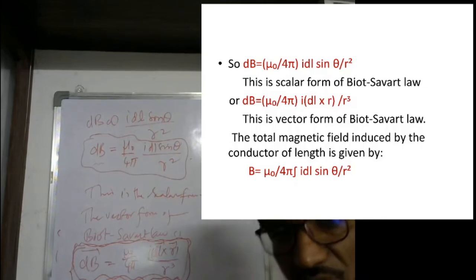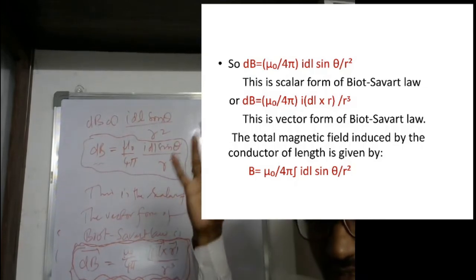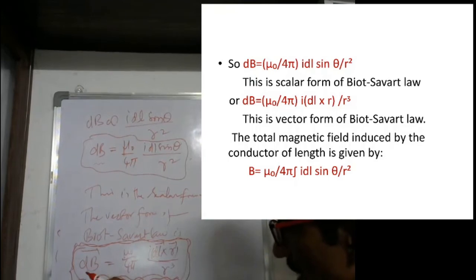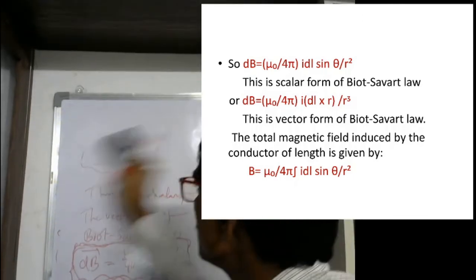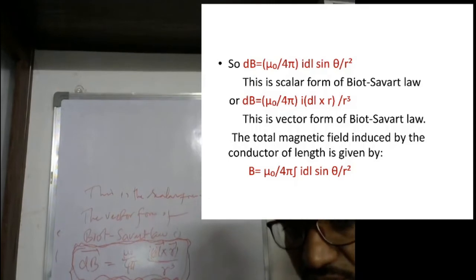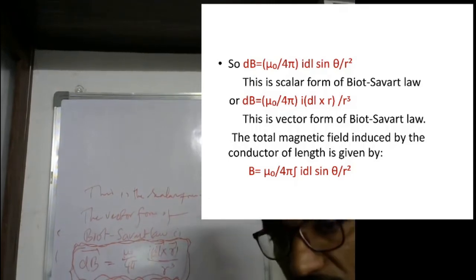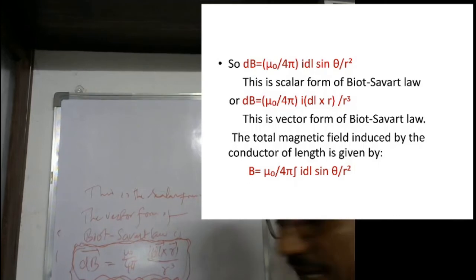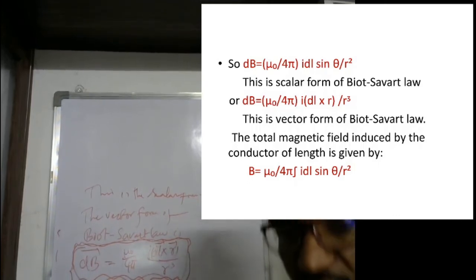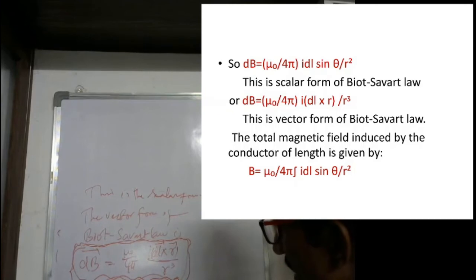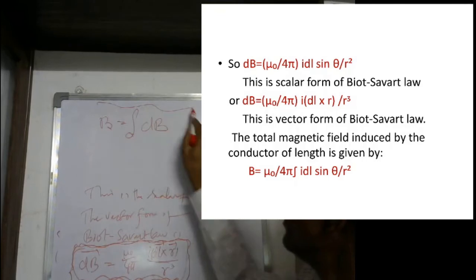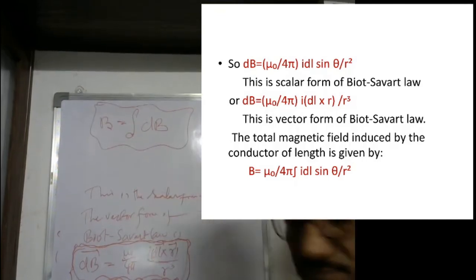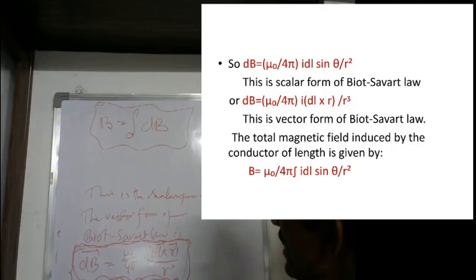Now, if you want to find the total magnetic field due to the entire conductor, then we are having so many dBs. What you have to do here? In order to get B, you have to take the integral of dB. You can also write this for scalar form. B is equal to integral dB.